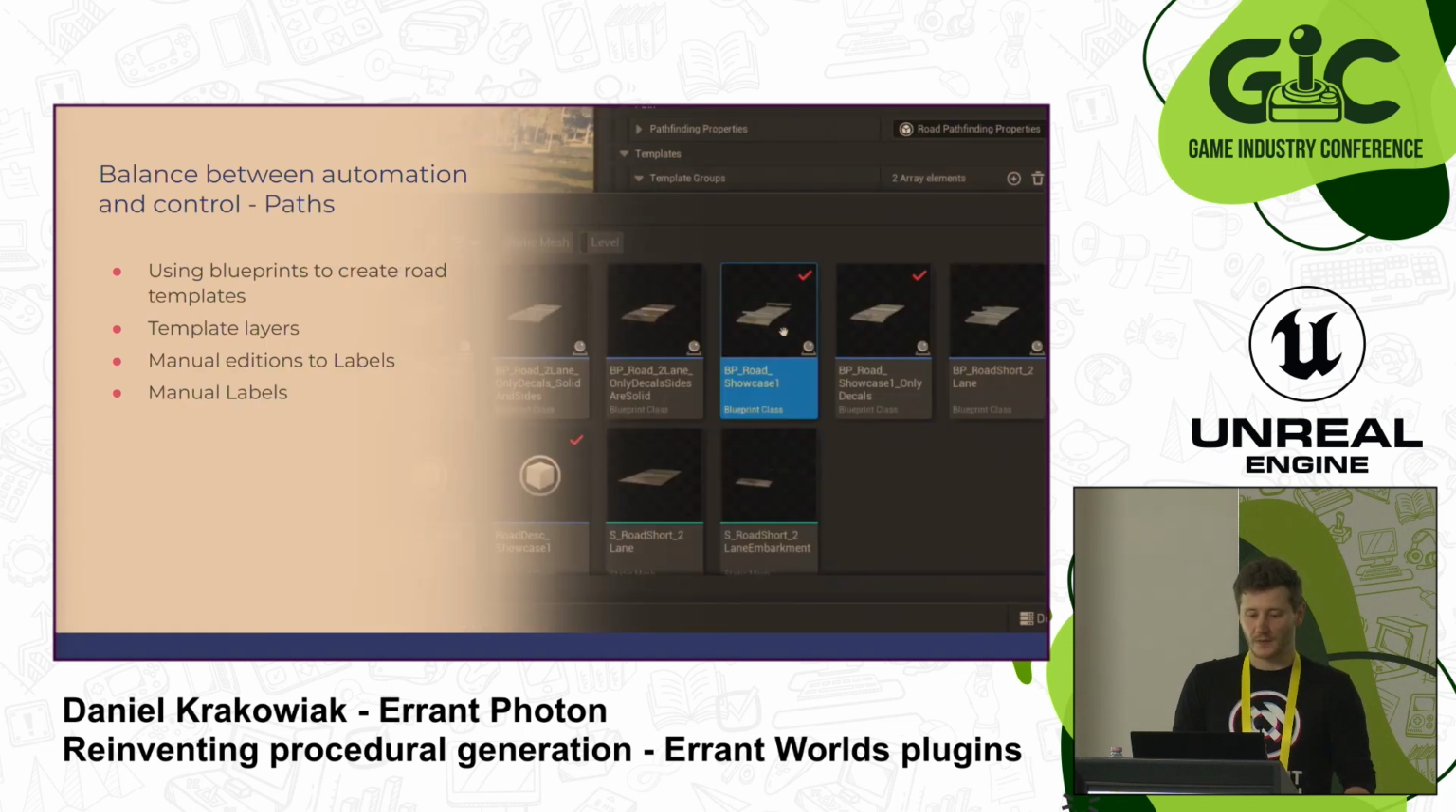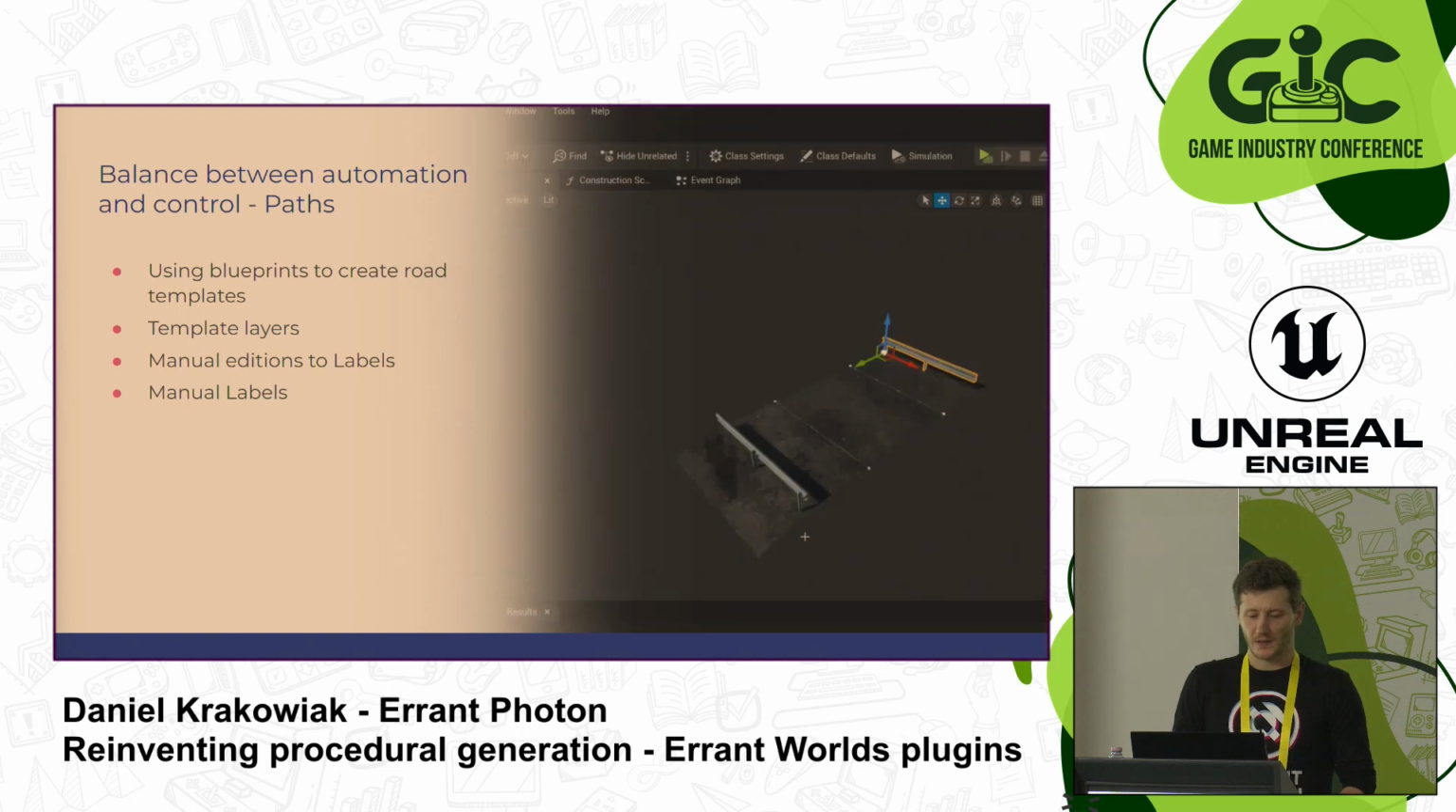When it comes to paths, as I said, we really didn't like the way other tools were controlling placement, like every 50 meters place a lamppost. So we tried setting blueprints, what we call templates, where you have a cross section of the road. It may be very short or long, it doesn't matter. And we have a bunch of such templates. We scan them for components and we spawn based on that.